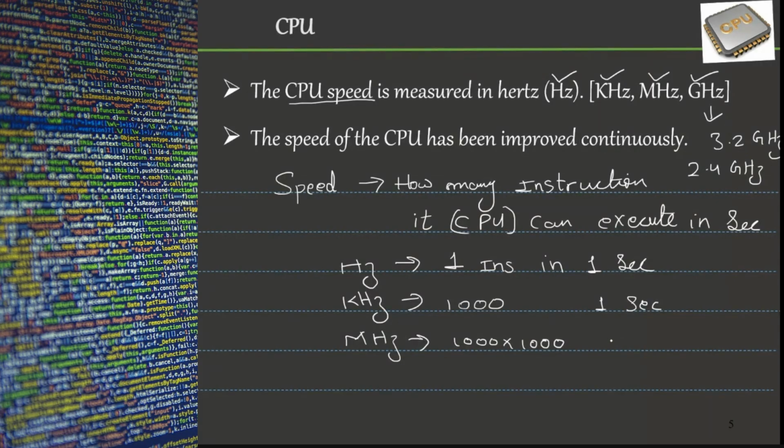...into 1000 instructions in 1 second. So if you write kilohertz, it will be 10 to the power 3. And if you write this word, it would be 10 to the power, yes, anybody? 6, 10 to the power 6. Then what is the meaning of gigahertz here?